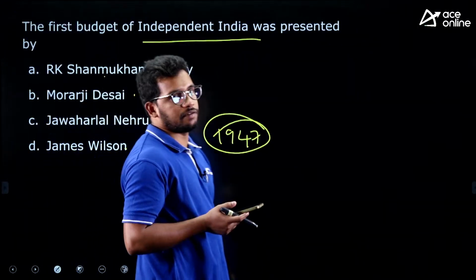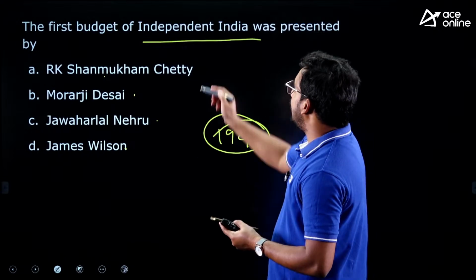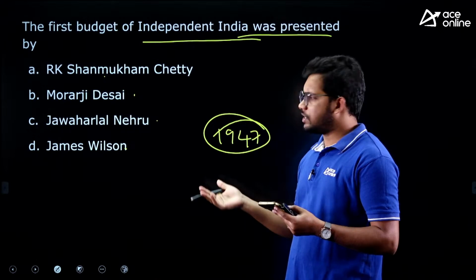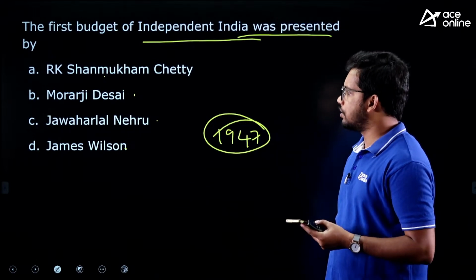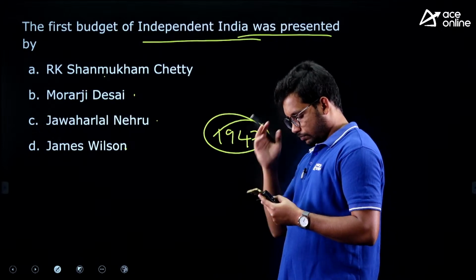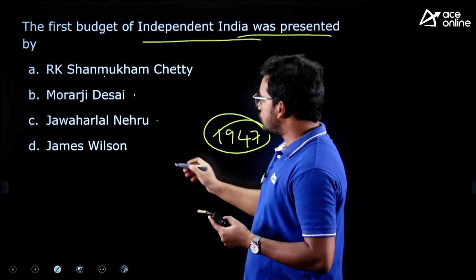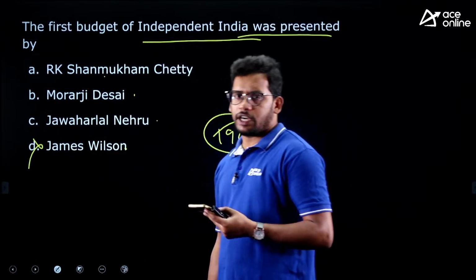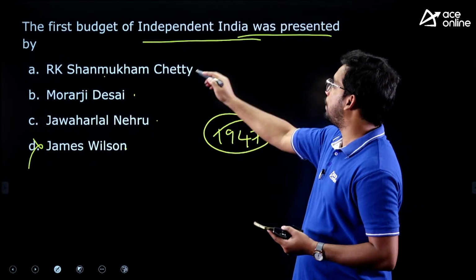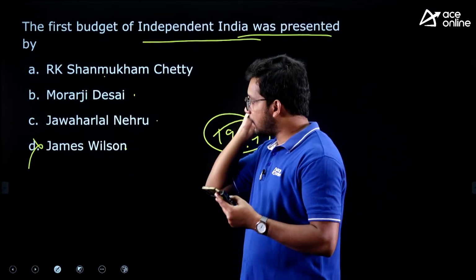Now tell me the answer for this. Now tell me, the first independent India budget was put forward by. We have discussed, right? Just before we have discussed. So now try to answer it. So James Wilson can be eliminated, isn't it? Because this guy put forward the budget before independence, when Britishers were ruling in India. So this can be eliminated.